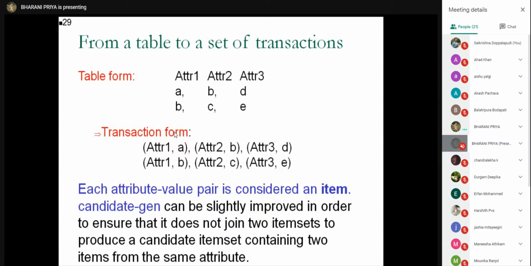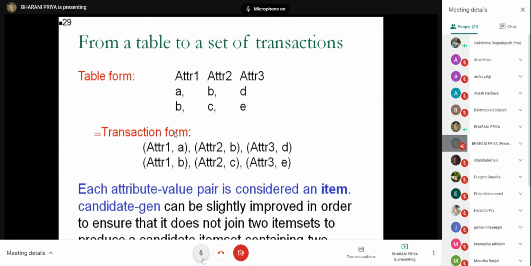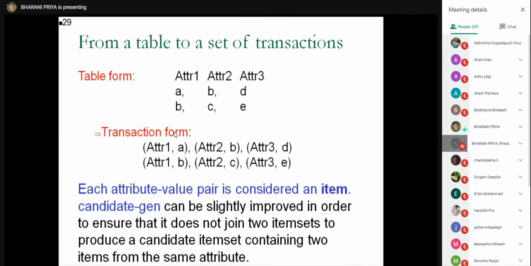Think about how you will convert. Have you understood how to convert tabular data into transactional form? Now convert transactional data into table form. Will you think, class, answer, or shall I tell now itself?